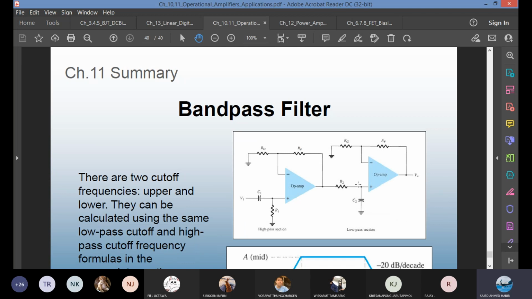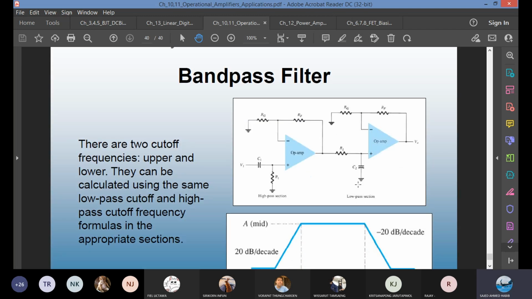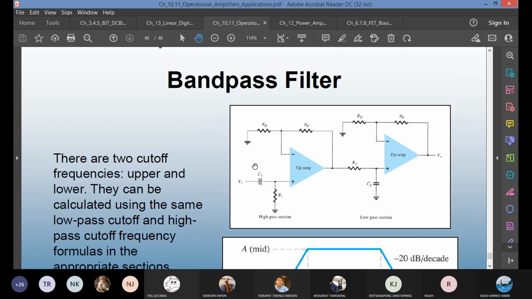When you add a high pass and a low pass, you're going to get a band pass filter. Individually, you have to calculate for the high pass filter here. This is the high pass. This one will give you the lower cutoff frequency, 1 over 2 pi R1 C1. And then this is the low pass section, so this will give you the high cutoff frequency.